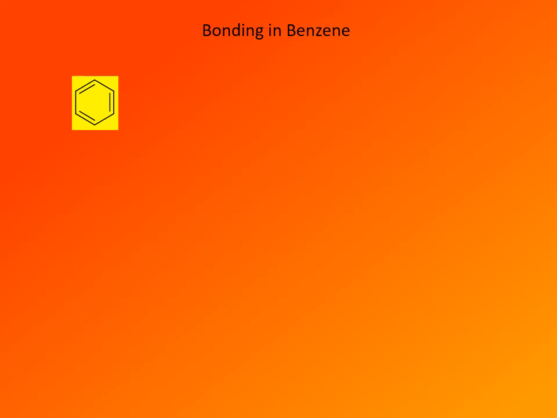The most studied and the best known compound with delocalized electrons is benzene, and this is the formula of benzene. Now, benzene is usually represented as 1,3,5-cyclohexatriene, but it is not. The electrons in the 3 pi double bonds are delocalized.